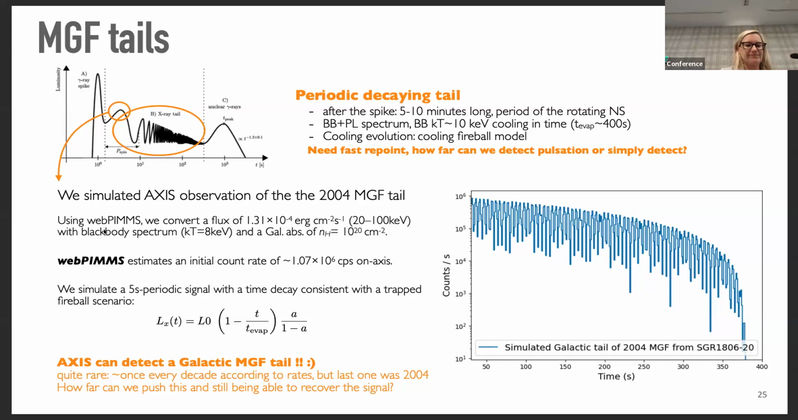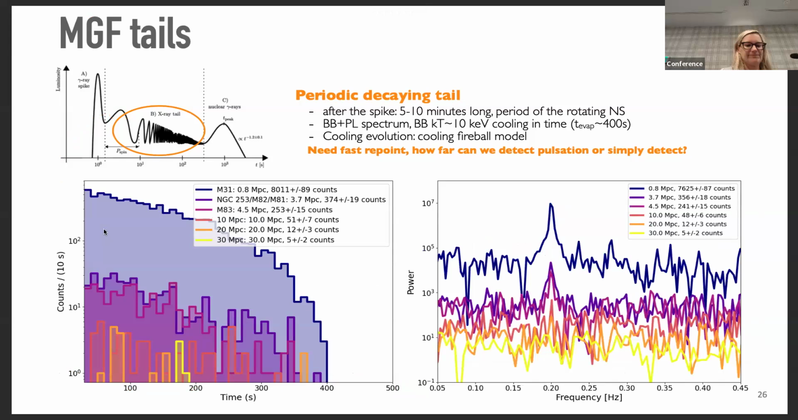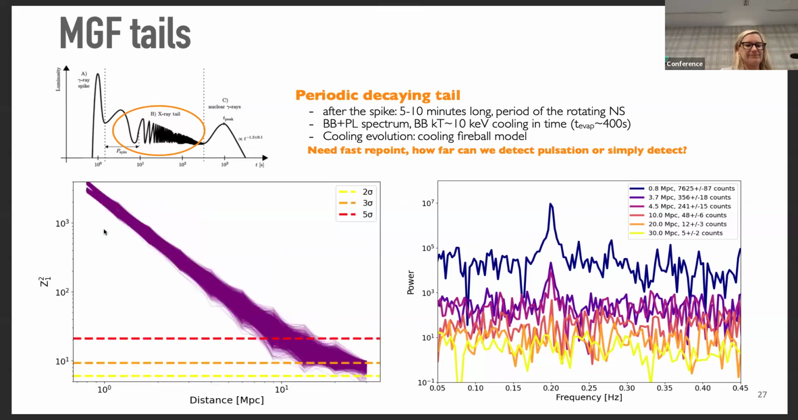But now let's scale it outwards: how far can we see this, and how far can we detect the pulsation? These are the two questions. To answer this, I ran a series of simulations to detect the spike in the Fourier transform and see the significance of this detection. Here, the red band is 5 sigma, and the orange horizontal dashed line is 3 sigma. So we can see pulsations out to, say, 20 megaparsec, which is good.